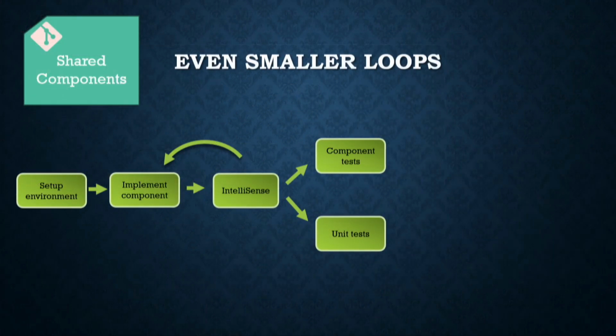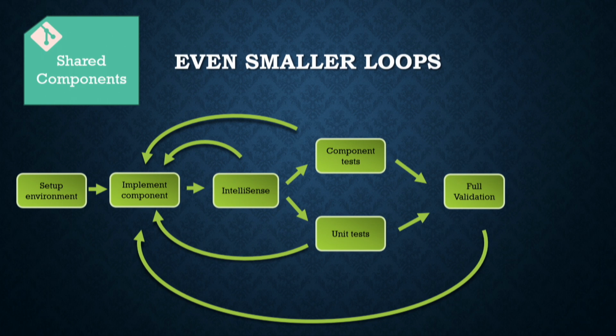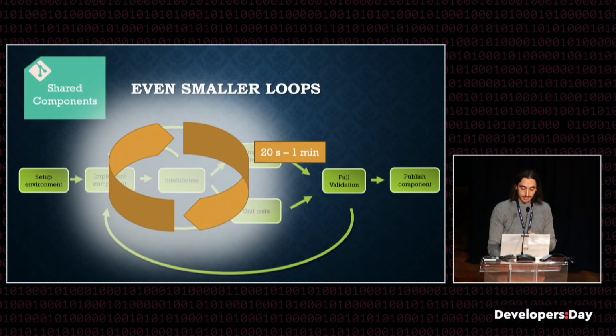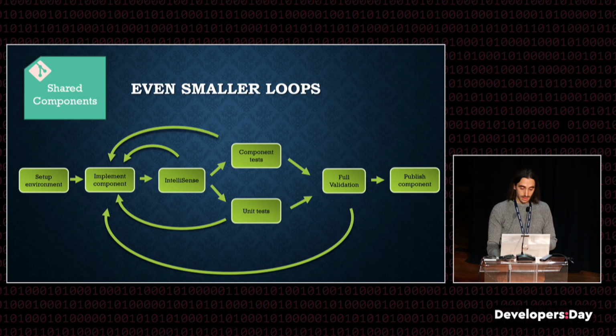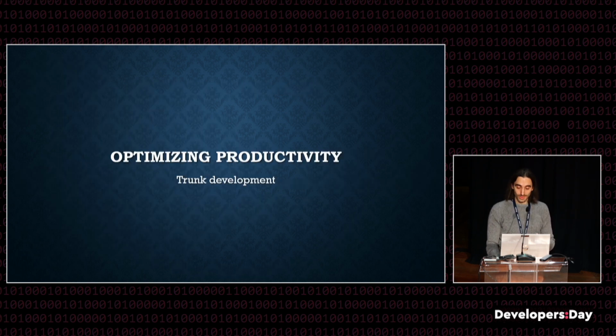And then when IntelliSense tells you your code looks good, then you can run some unit tests or some component tests. And if they are not good, you iterate. And then when you're confident with that, then you can go with the full validation, and we'll see later what that means. And then again, you iterate, and in the end, you can publish your component. So here we have that component testing loop that is maximum 1 minute. And then we have that small IntelliSense loop, that is just seconds. So this is an example of how we create a lot of small loops.